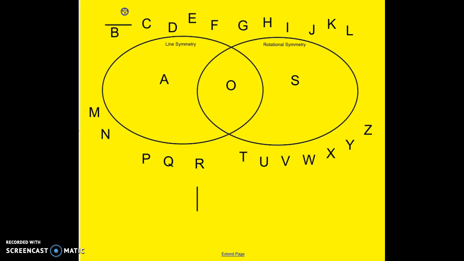But does it have rotational symmetry? No, because if I go 90 degrees, my two bumps would be right over here. I go another 90 degrees, they'd be down here. And then another 90 degrees, they'd be here. They never actually fit, so it does not have rotational symmetry. It just has line symmetry.